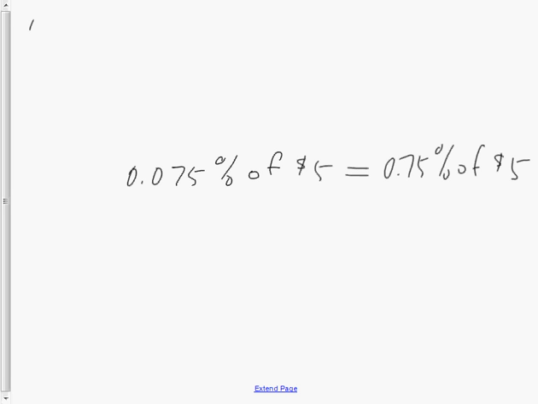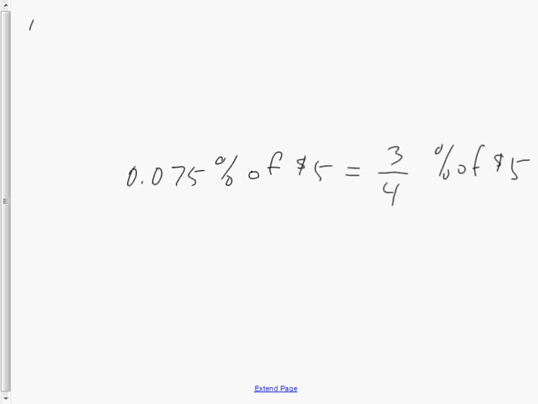So the first question is a true-false question, and it says 0.075% of $5 is the same thing as 0.75%. Oh, sorry, I had this wrong. The variation would be this, 3/4%. That's what it should be. So the question you have to identify is whether or not these two numbers are the same.